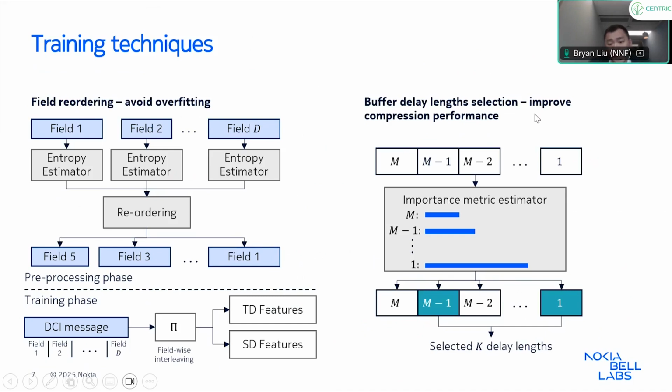So we can estimate the importance metric for each delay length index and then select those delay indices that have the strongest correlation to the current TTI. Based on this delay length selection, it can further improve the compression performance of these deep learning based methods. So these are just some training techniques we found that are useful and easy to implement for this DCI compression work.